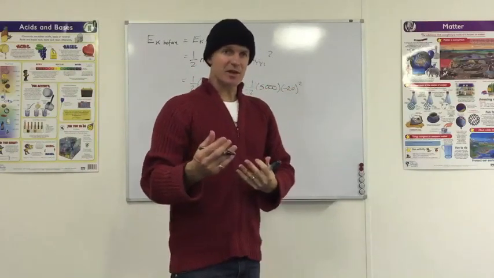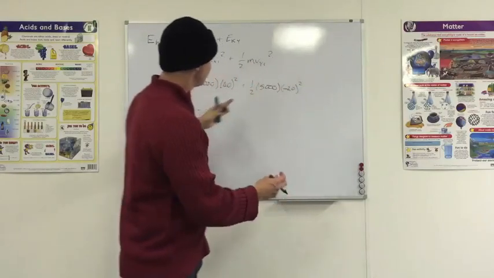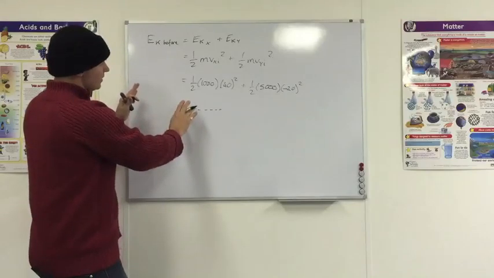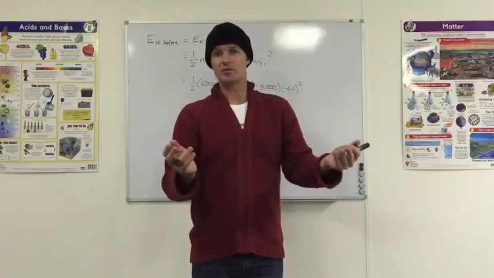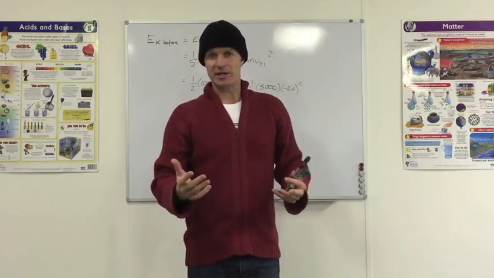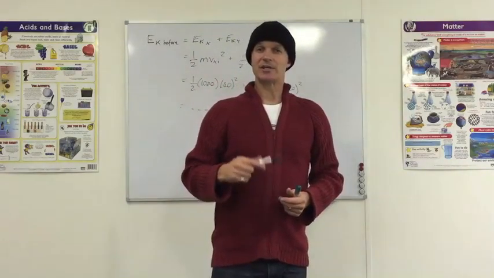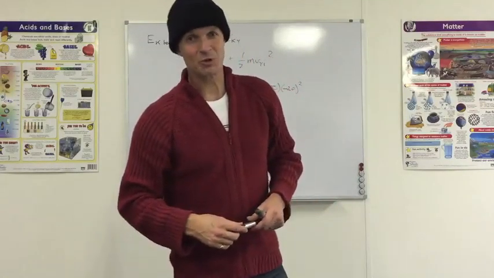Then you do the same thing for after. I haven't got enough room on the board, but I'd probably do it on the right-hand side. If you've got big writing and you fill up the whole page, then you can do it underneath, doesn't matter. Then you work out what it is before, work out what it is after, and then just simply compare the two at the end and say, if they are equal, it's an elastic collision. Kinetic energy is conserved. And if they're not, which is probably what you're expecting, then you can say it is an inelastic collision. And that pretty much wraps up momentum. Good luck. Have fun.